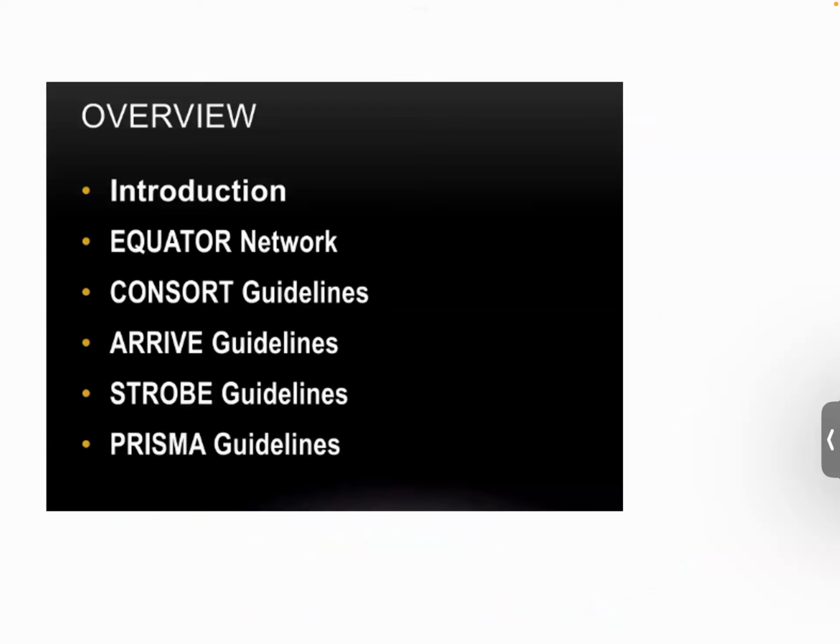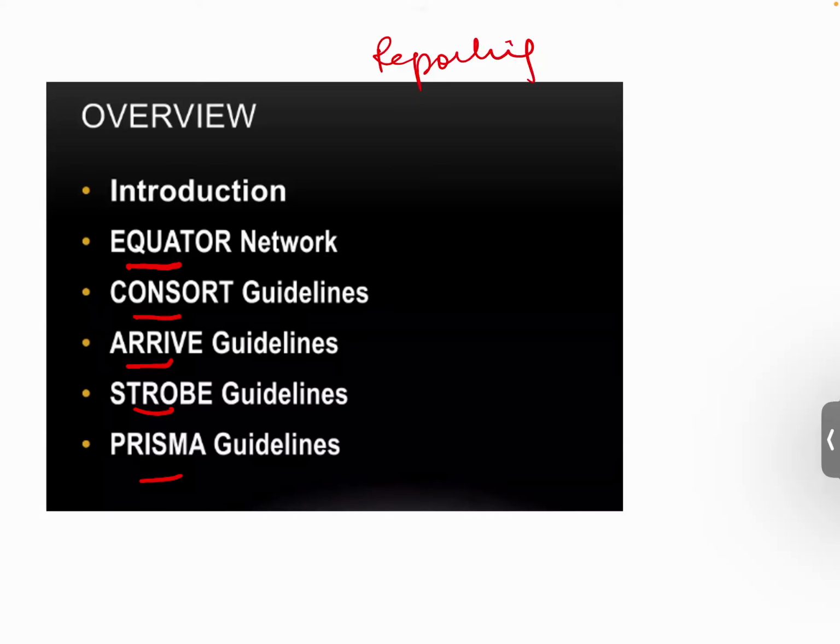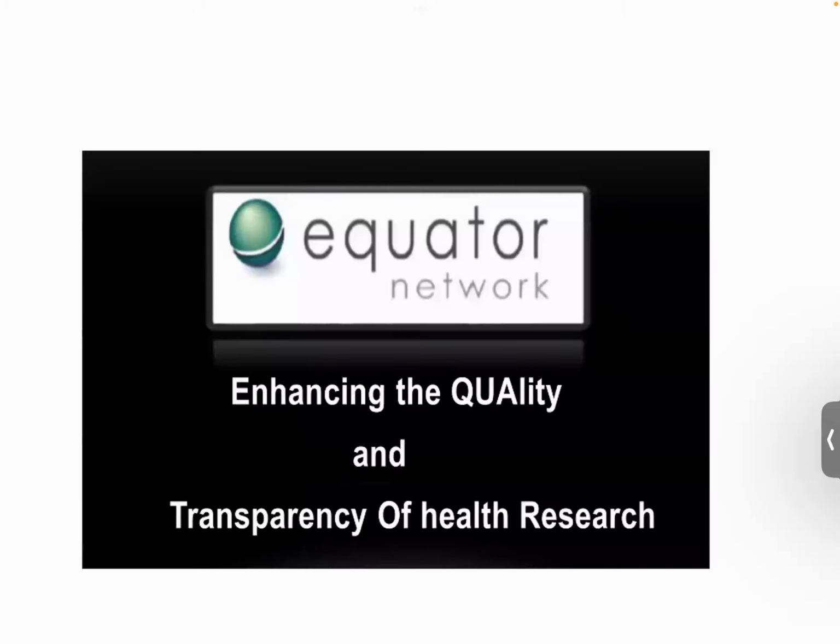So what are the different types of guidelines, so that in case in some interview or somewhere someone asks you, you do not go blank. Like the EQUATOR guidelines, CONSORT guidelines, ARRIVE guidelines, STROBE, PRISMA. So these are certain guidelines. They fall under the reporting guidelines. Even if you go on Google or any portal, you will be able to download these guidelines easily, not that difficult.